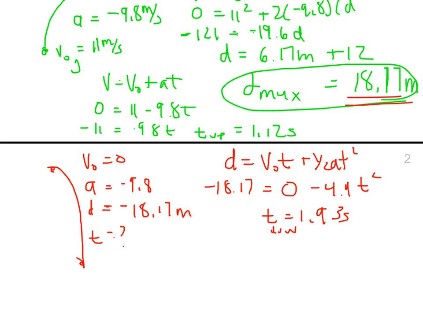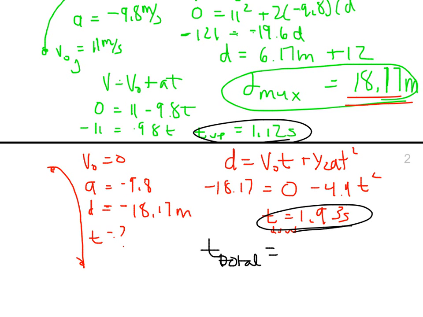So the total time that this thing is in the air is going to be the time it takes to get to the top plus the time it takes to get to the bottom. And I get that to be 3.04 seconds. Now that I know the total time in the air, I can look back and find the horizontal distance.